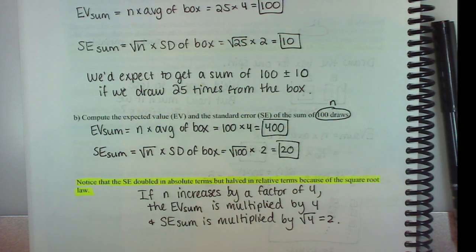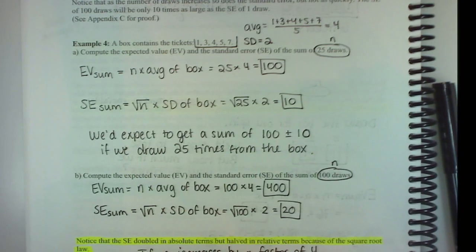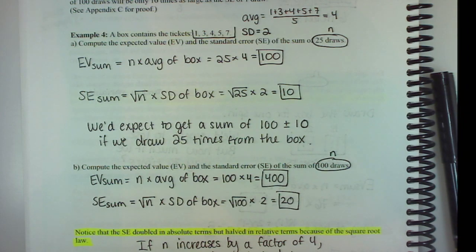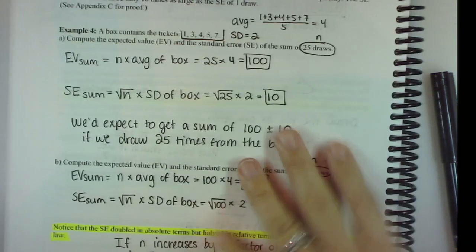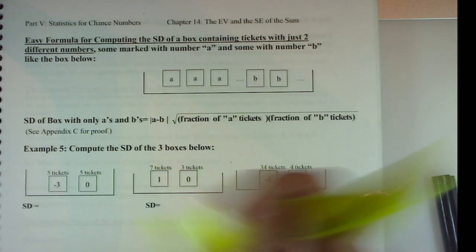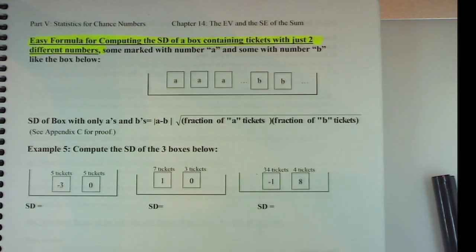So let's go to my next example. I do want to tell you guys, I said that if it's complicated to find this SD of the box, if you have to use that long way, the 5-step method that we did in chapter 4, then I'll just give it to you. But there is a quick shortcut formula that we can use in certain scenarios. So like this scenario right here, I can't use the shortcut formula. But if I look on the next page, it says there's this easy formula for computing the SD of a box. And it's specifically if the tickets just contain 2 different numbers.